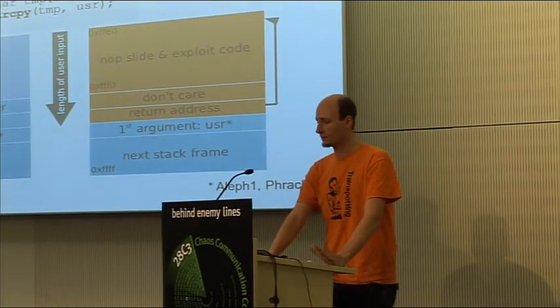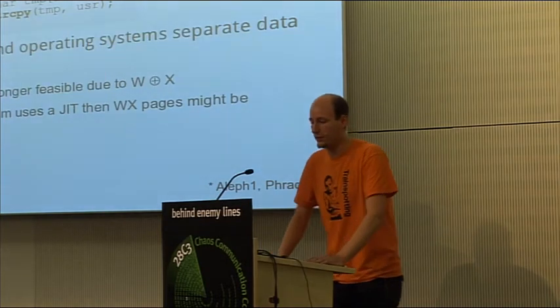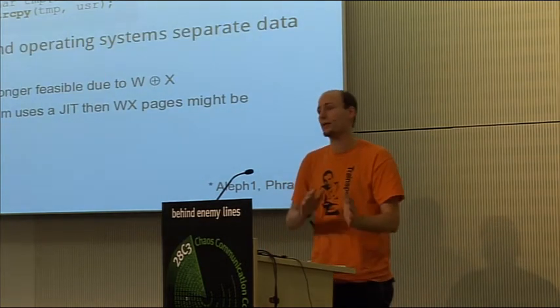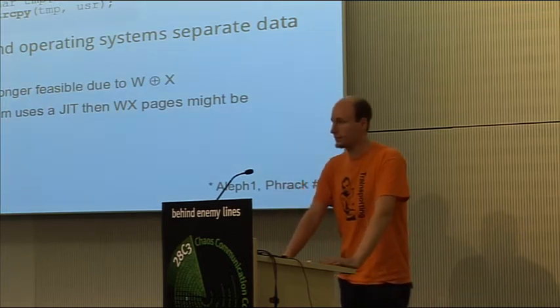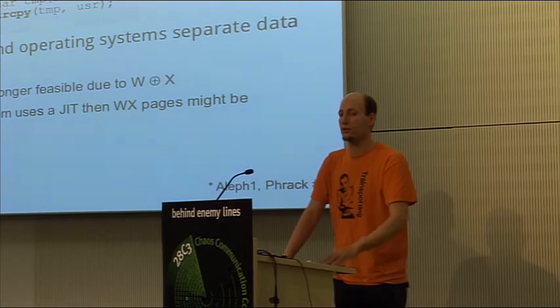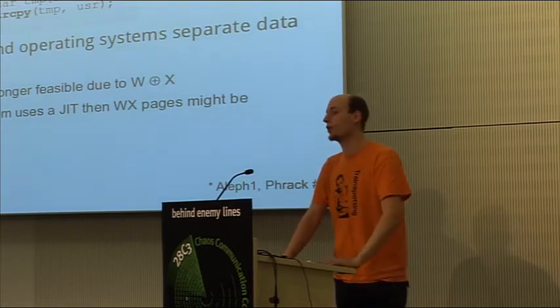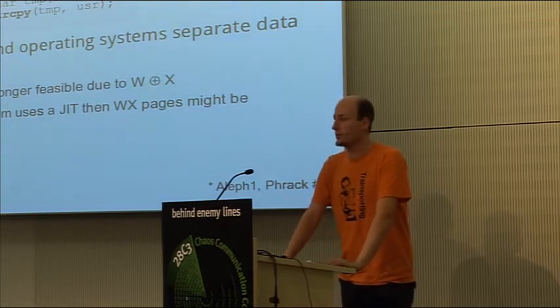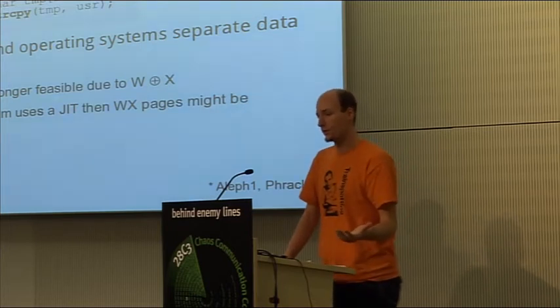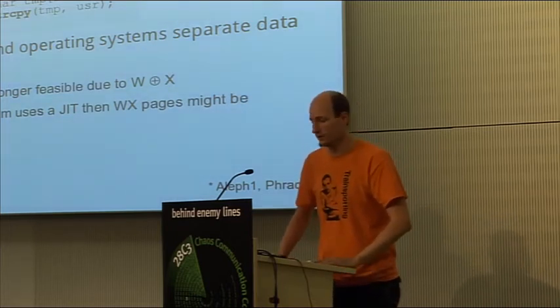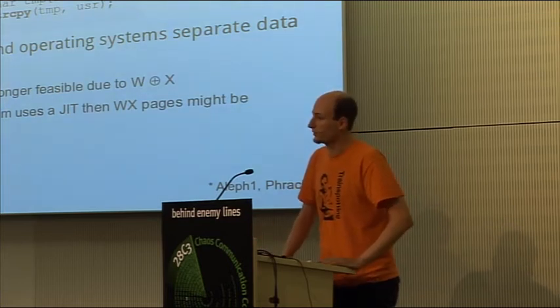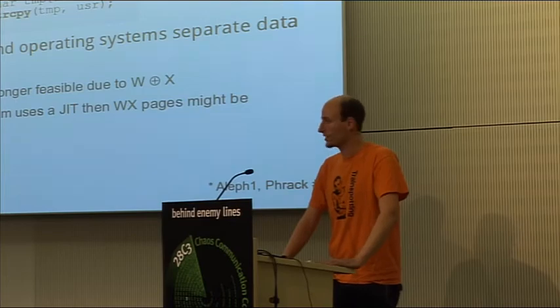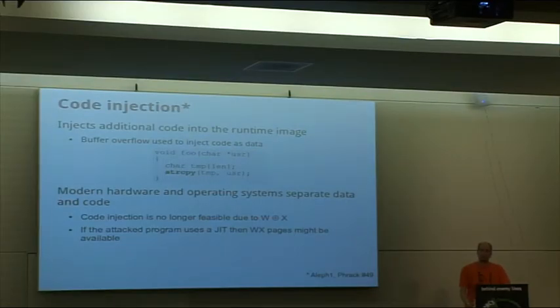Well, but things have changed since then. Modern hardware and operating systems separate data and code. So on a page-level granularity, the operating system can enforce that it's either data or code that is on that memory page. And if it's data, and the attacker writes his code into that data page and wants to execute it by overwriting the return instruction pointer, the processor will raise an exception and stop the program because it is not allowed to execute.